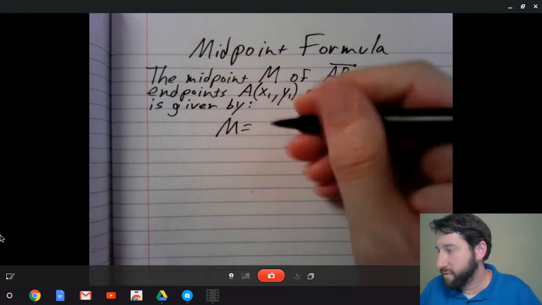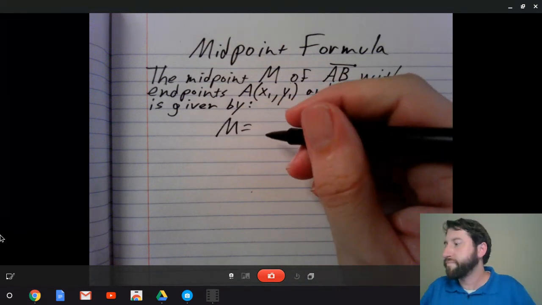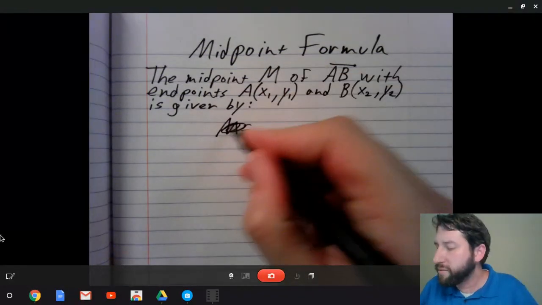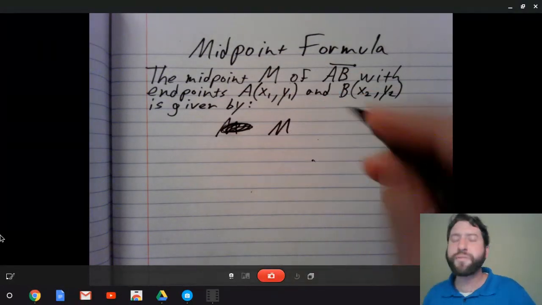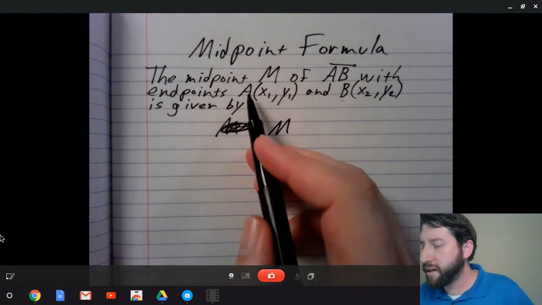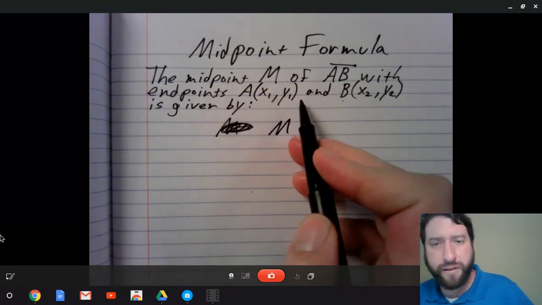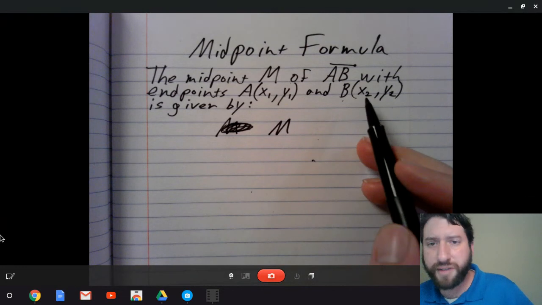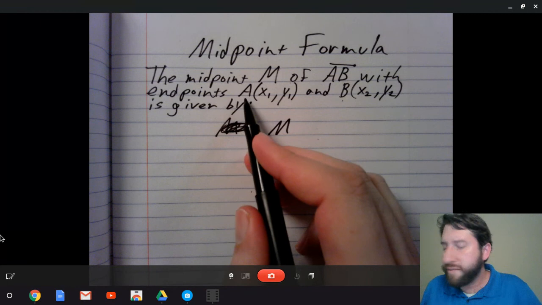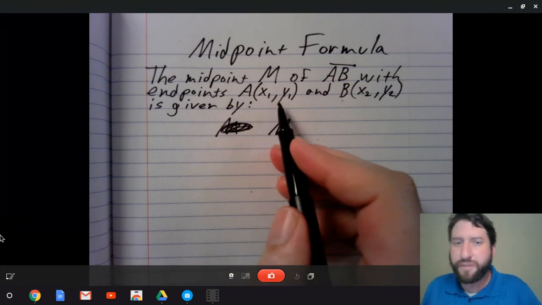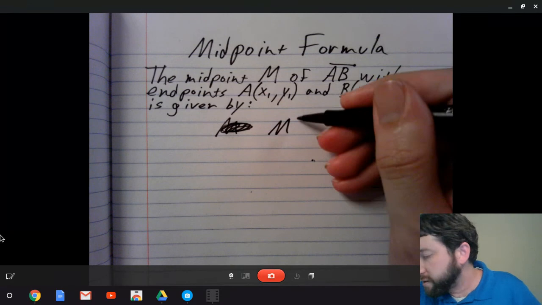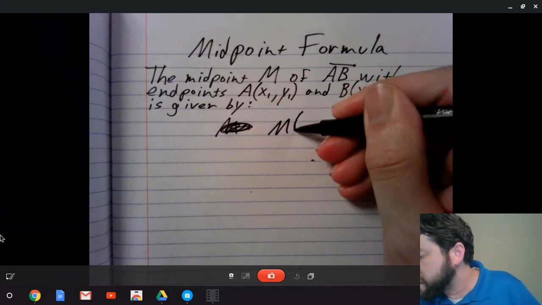Well, we don't really want to say M equals, actually here. Because M is a point, just like A is a point and B is a point. I wouldn't say A equals x1, y1. I wouldn't say B equals x2, y2. Because this is just saying A is a point, and this is the coordinates. We're not really saying they equal each other. So if I want the point M, I'm not going to say M equals. I'm going to do it like this.